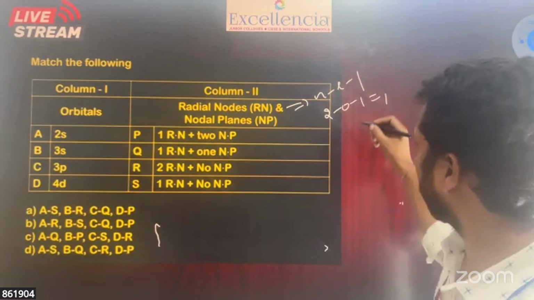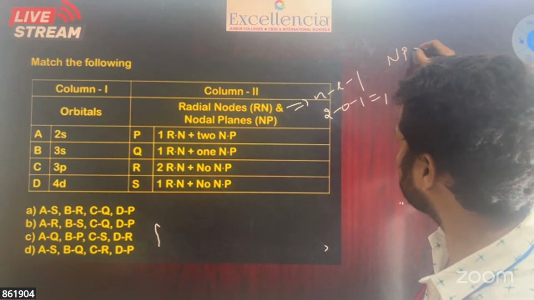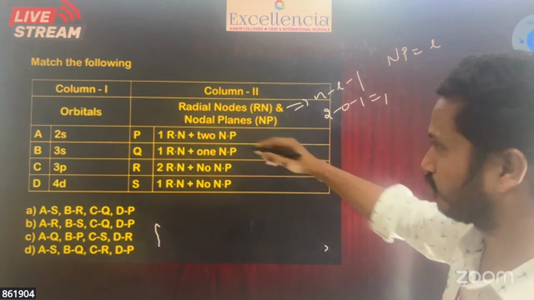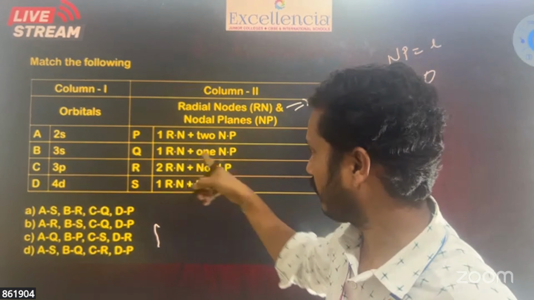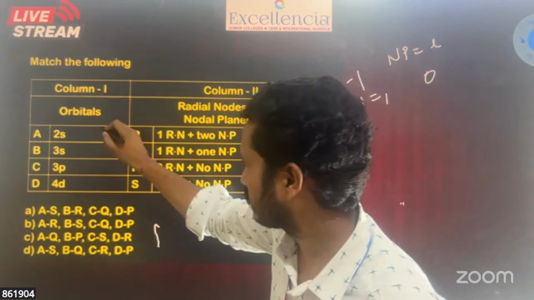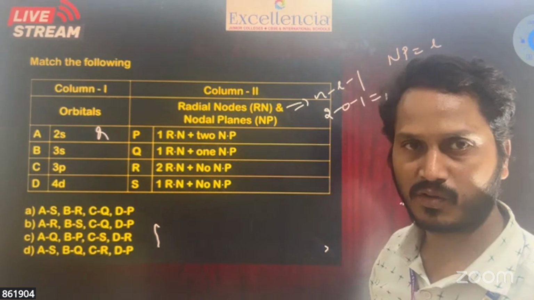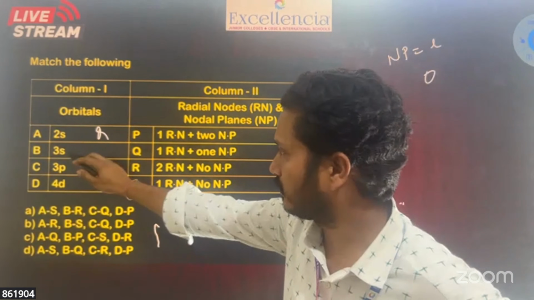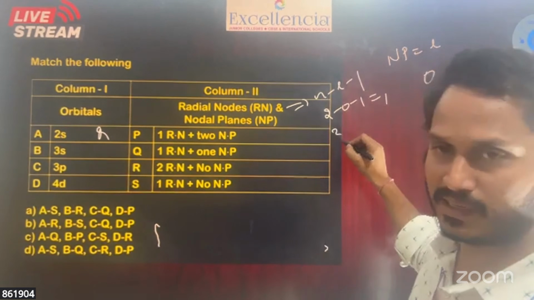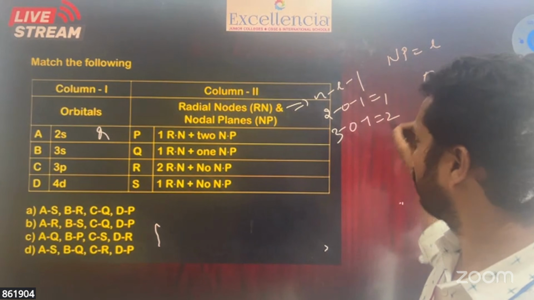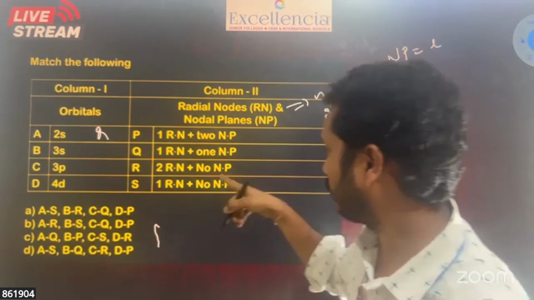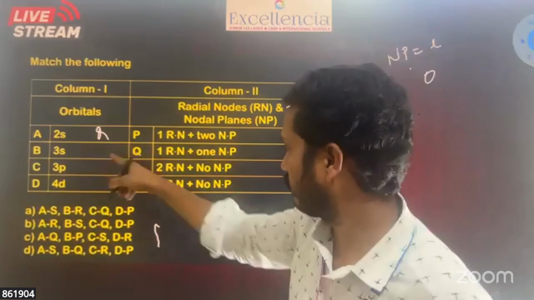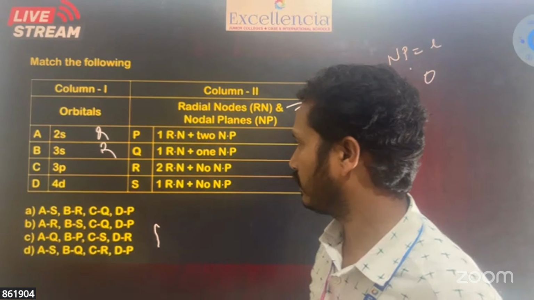And nodal planes is equal to the l value. So for 2s, the l value is 0. So radial node is 1 and nodal plane is 0, so 2s matches with Q. Okay, and when we come to 3s, again 3 minus 0 minus 1 comes as 2, and the l value for s is 0. That's why it matches with R.